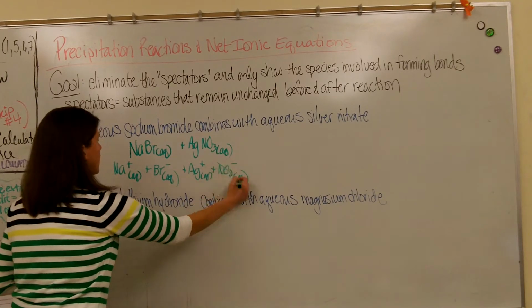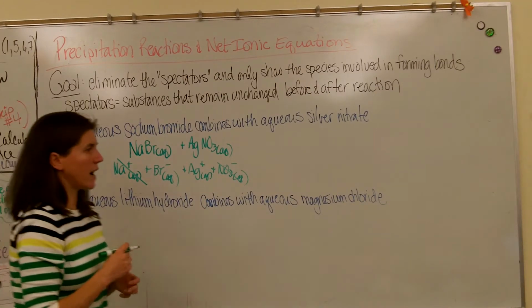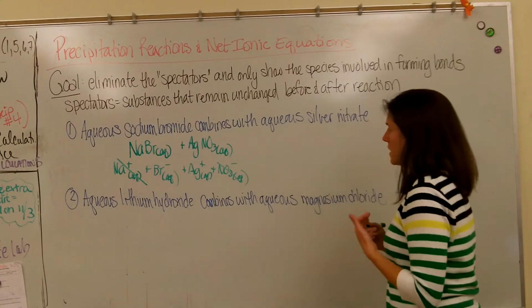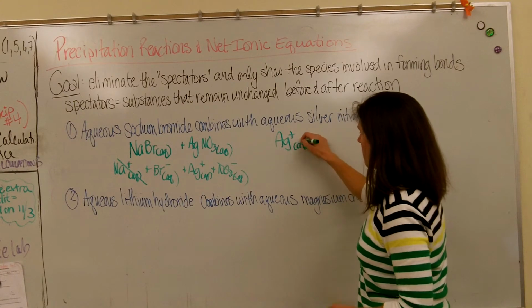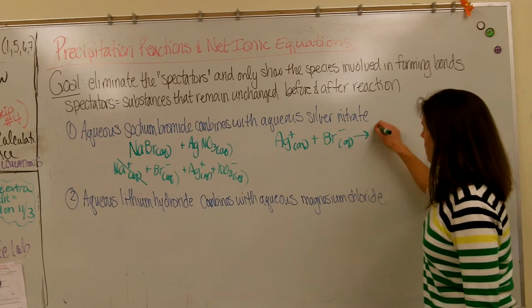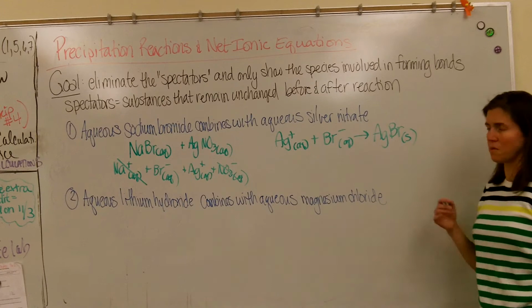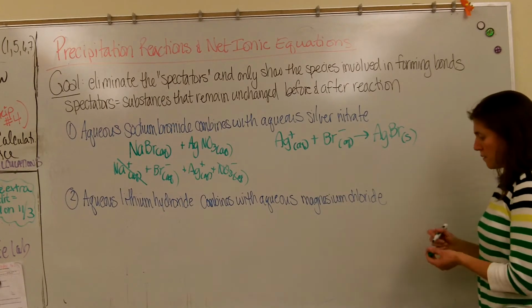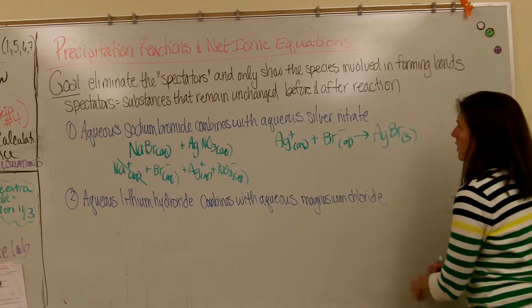Okay, so silver and bromide must come together to form my solid. That means that my sodium and my nitrate are actually spectator ions. So what happens in this reaction is that aqueous silver ions and aqueous bromide ions will come together to form silver bromide, which is a solid. So that's what my reaction would look like. This would be my final answer.